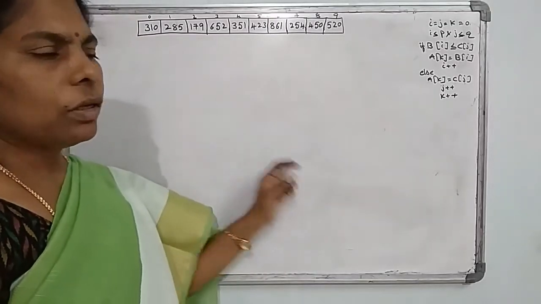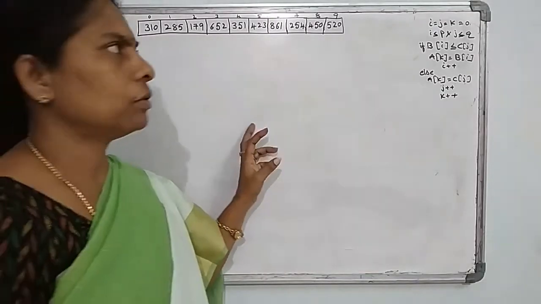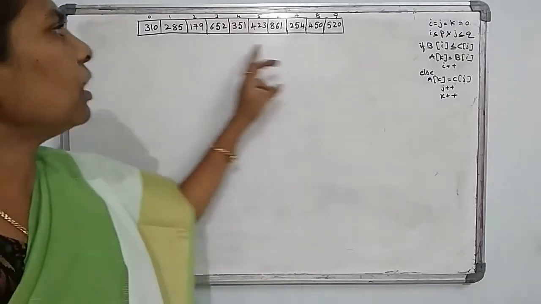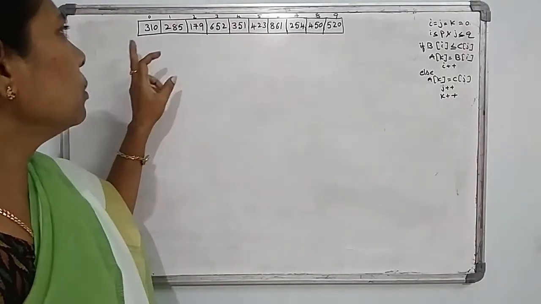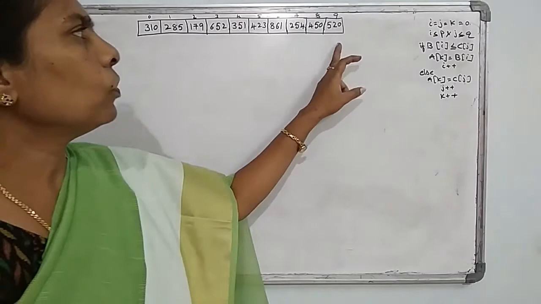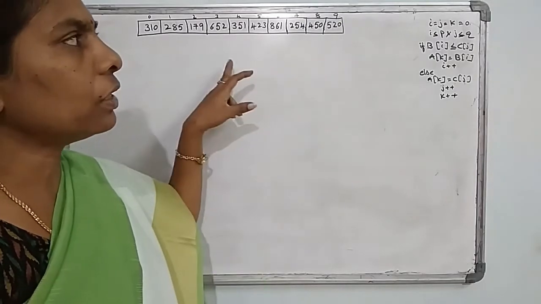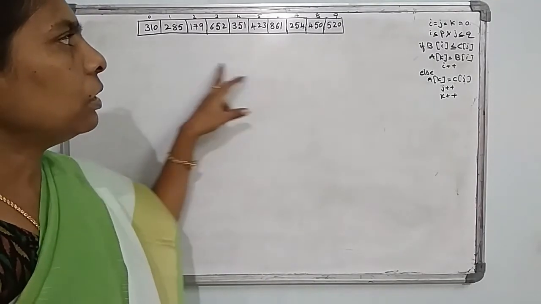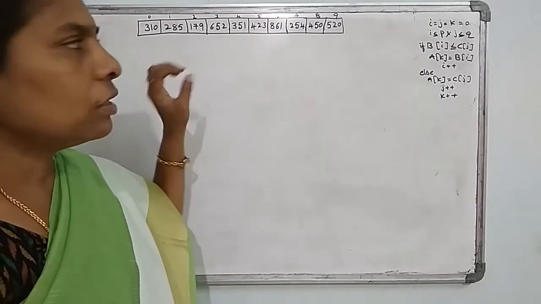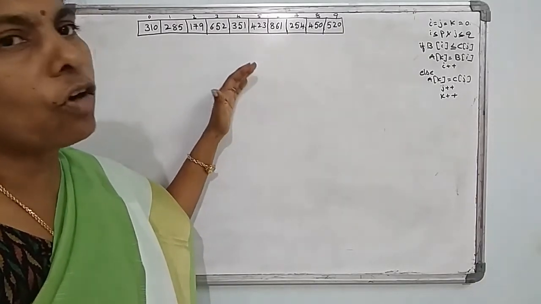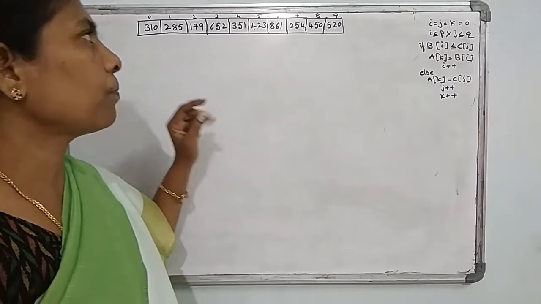Now we will discuss the example of merge sort. In that, I am taking the array of elements A, indexed 0 to 9, that is n minus 1. That means n equals 10, taking 10 elements. Now we will discuss how to apply the merge sort.